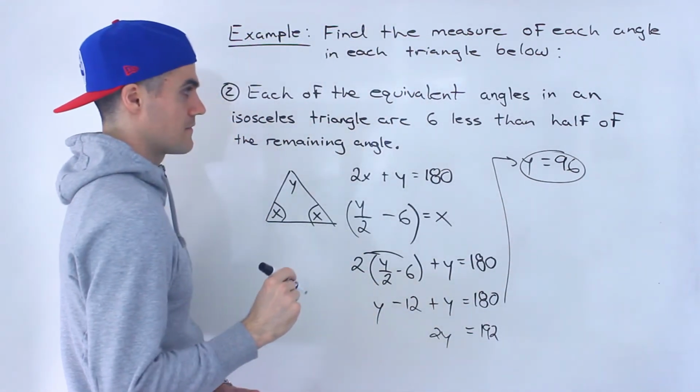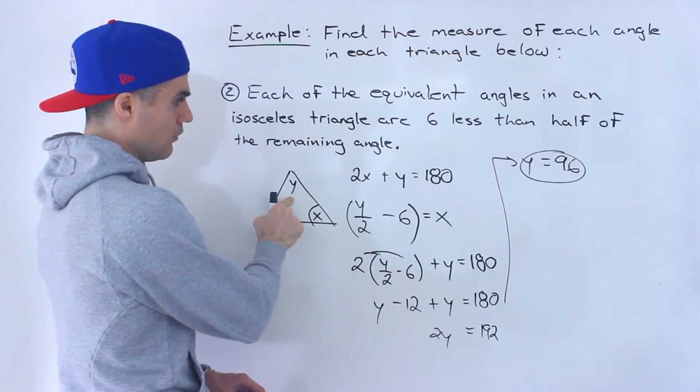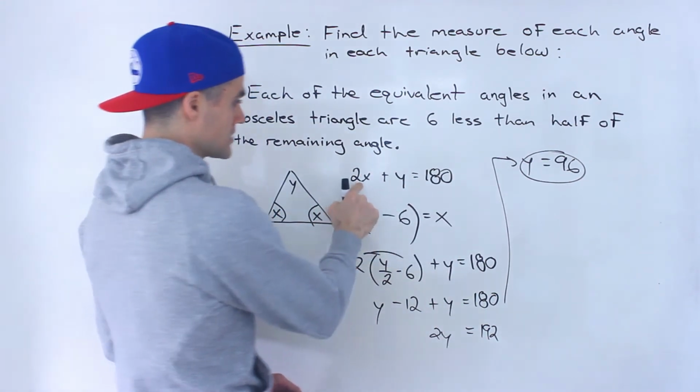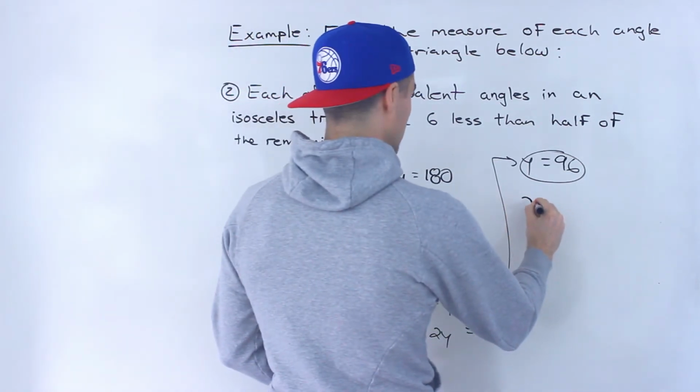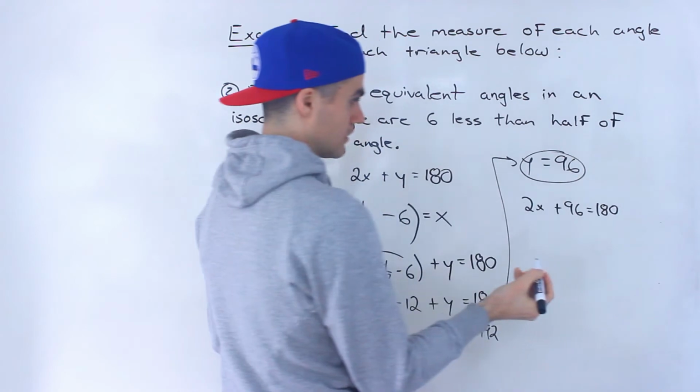That gives us 96. So we have the angle y, and to find x, we can just plug it into either equation. Let's plug it into this one. So we'll have 2x plus 96 equals 180.